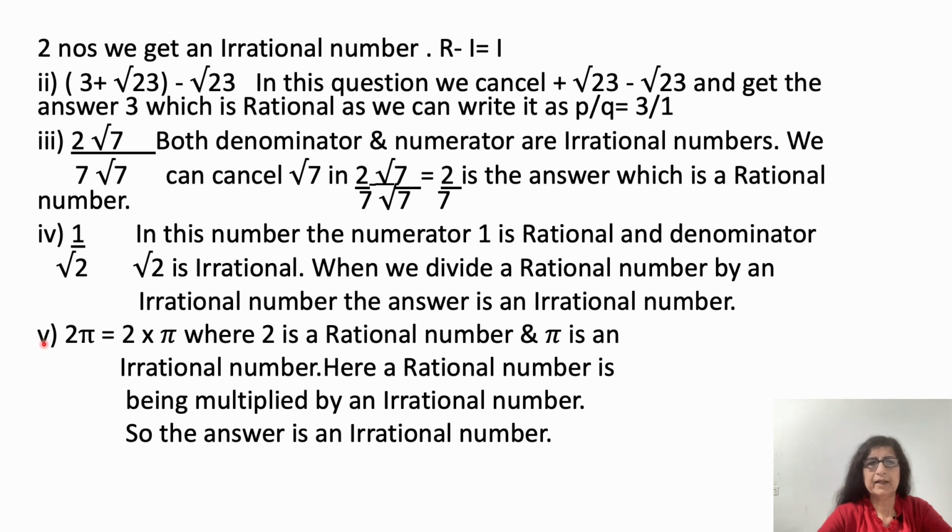We move on to part 5. 2 pi is equal to 2 multiplied by pi, where 2 is a rational number and pi is an irrational number. Here, a rational number is being multiplied by an irrational number. So the answer is an irrational number.